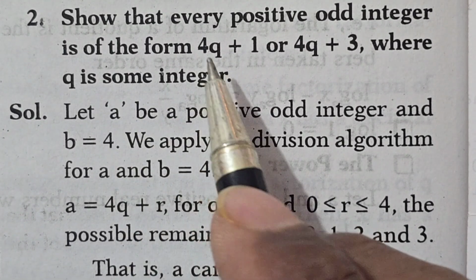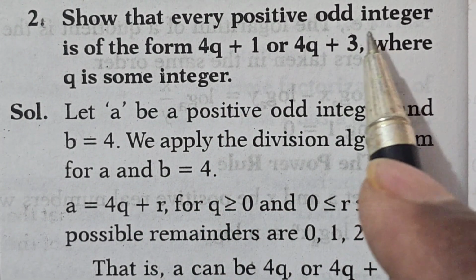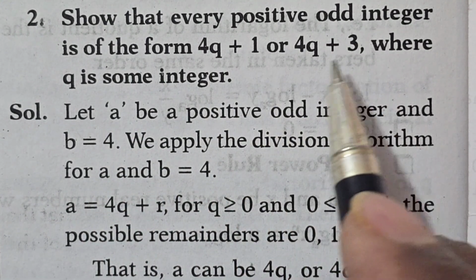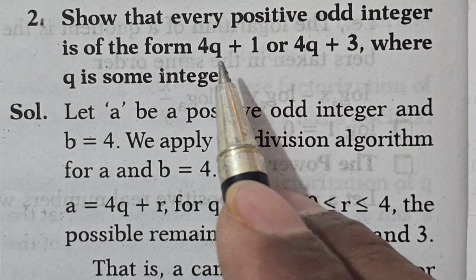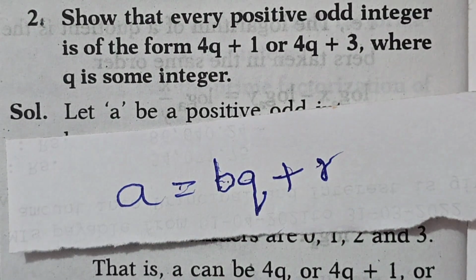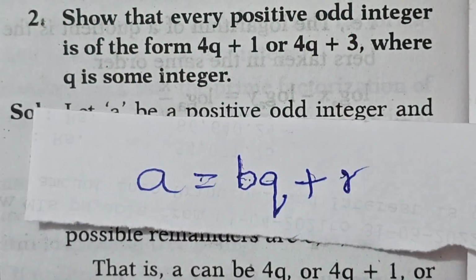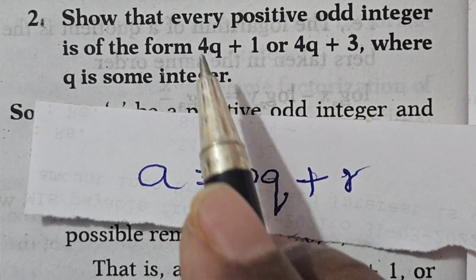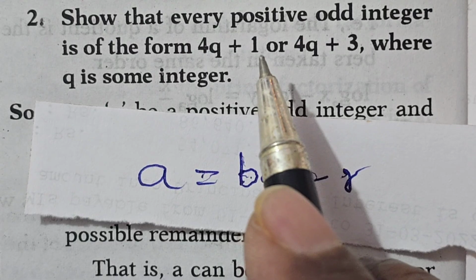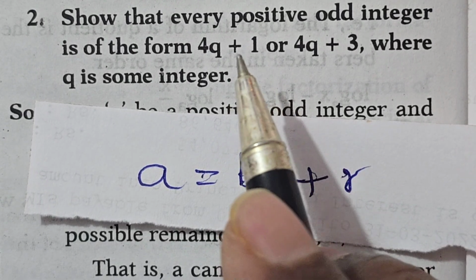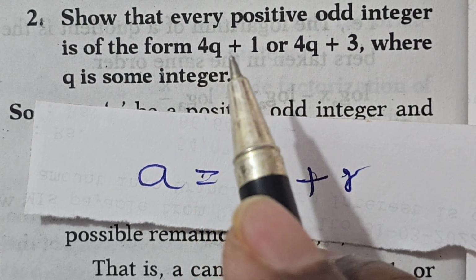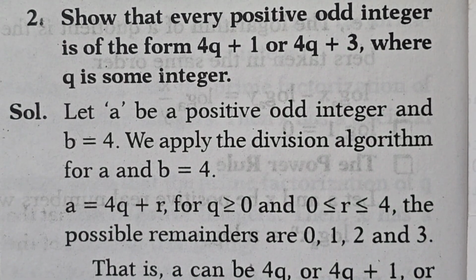Show that every positive odd integer is of the form 4q plus 1 or 4q plus 3, where q is some integer. Now look here. If you write it in the form a is equal to bq plus r, the value of b is 4, given. We should take the r values always between 0 and less than b. Less than 4 means 0, 1, 2, 3 only. We will take 0, 1, 2, 3.